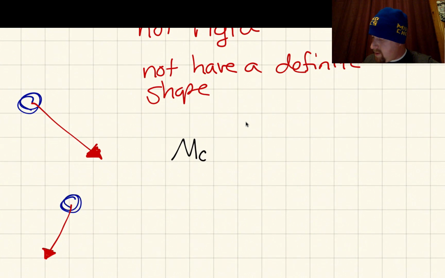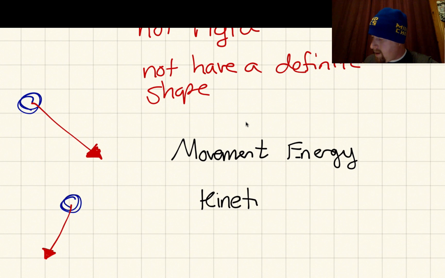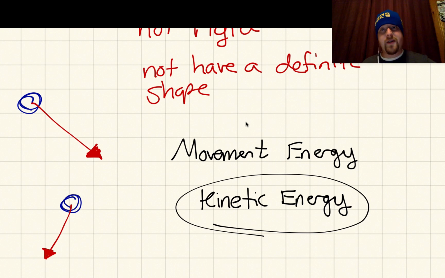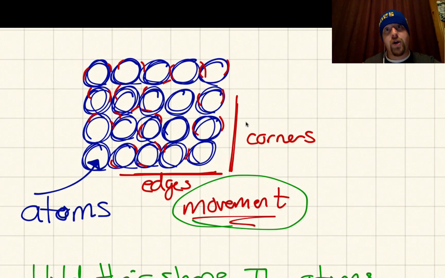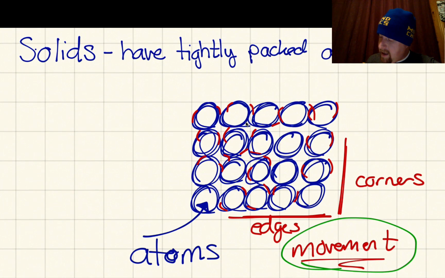So movement has its own form of energy, and it's known as kinetic energy. All right, there's this idea of kinetic energy. If we were to look at each of the solids, liquids, and gases in terms of kinetic energy, we would say that kinetic energy is present in all of them. They all have some sort of movement, but maybe for this one, the kinetic energy is small at best.